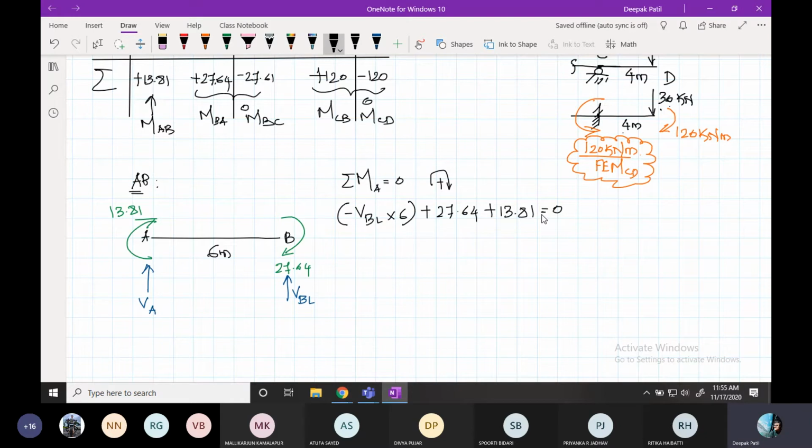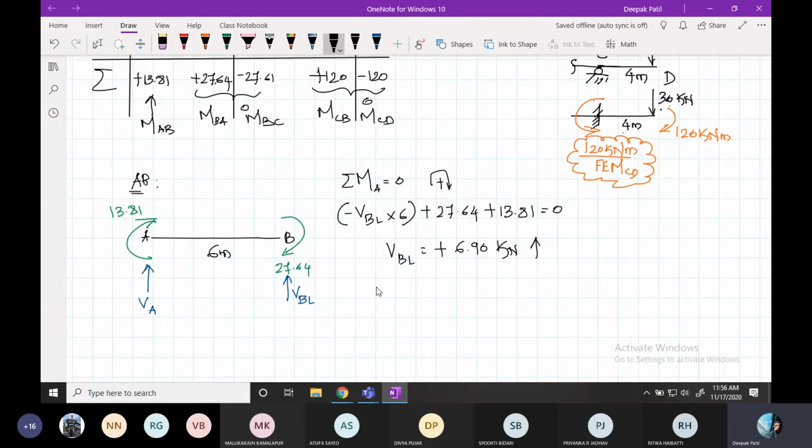So if you solve this, let me check how much you will get. 13.81, divided by 6. So you're getting plus 6.9. So VBL, you're getting plus 6.90 kilonewtons. And your assumption was positive upwards, so it is correct.